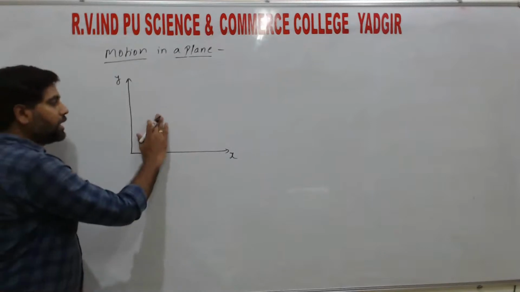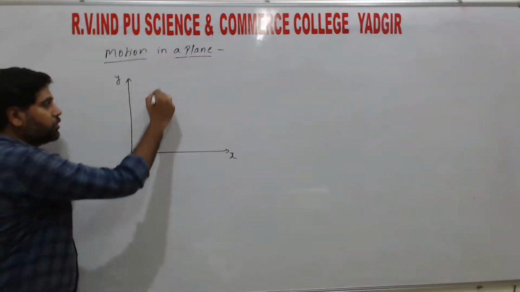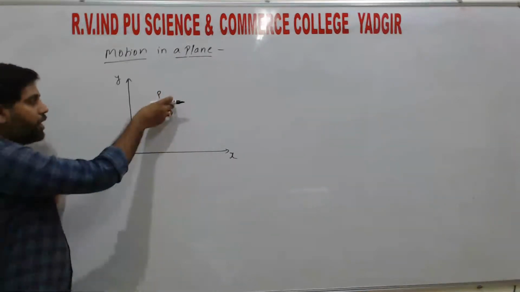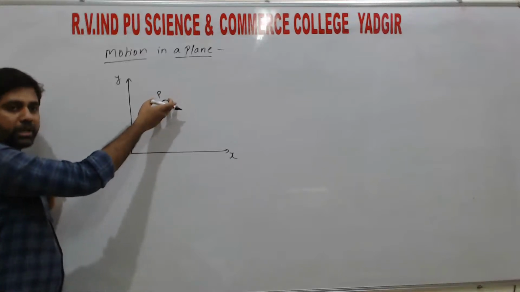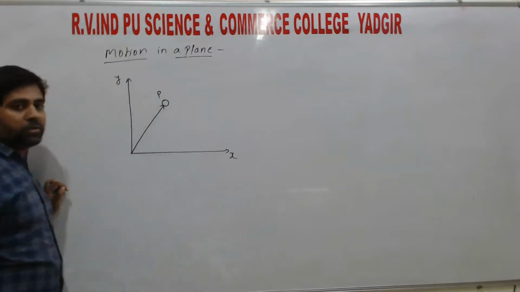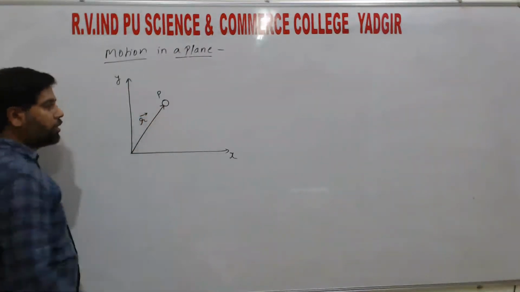So first consider one object. I consider this as one object. Its position is at P. Now how do we define the position of this object? That is by a vector. Which vector are we going to use? The position vector. That one is R.